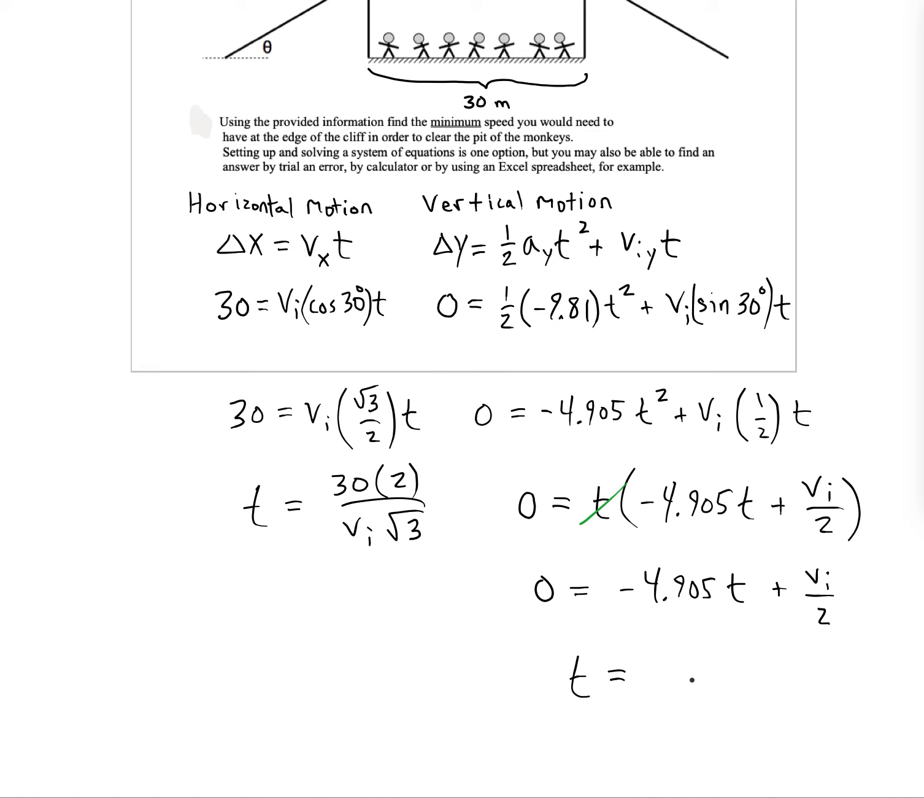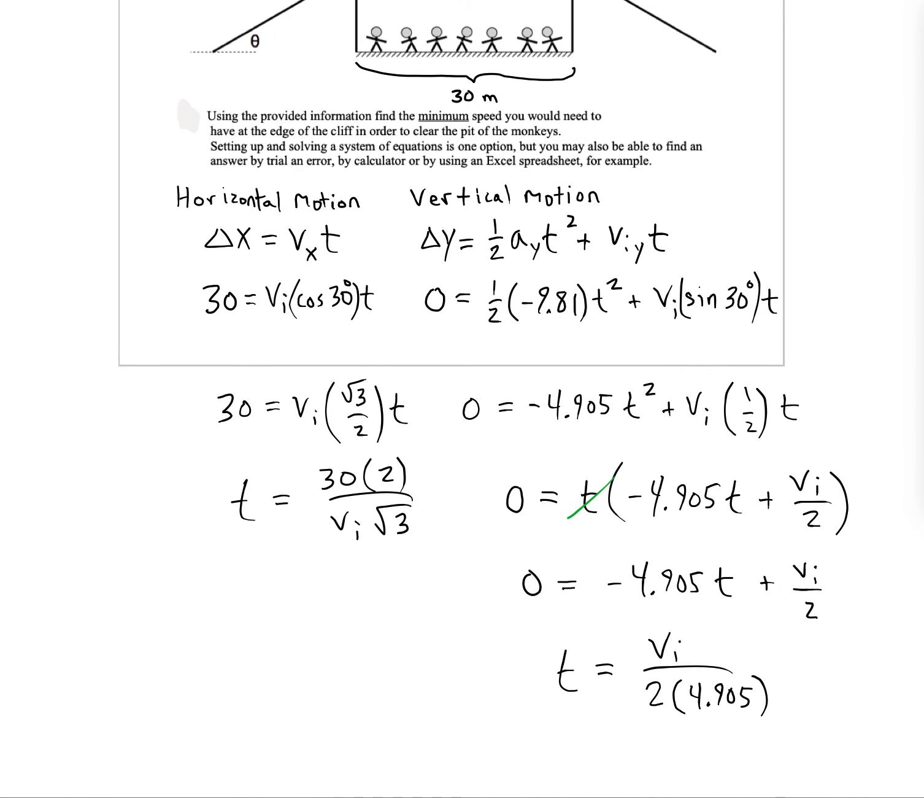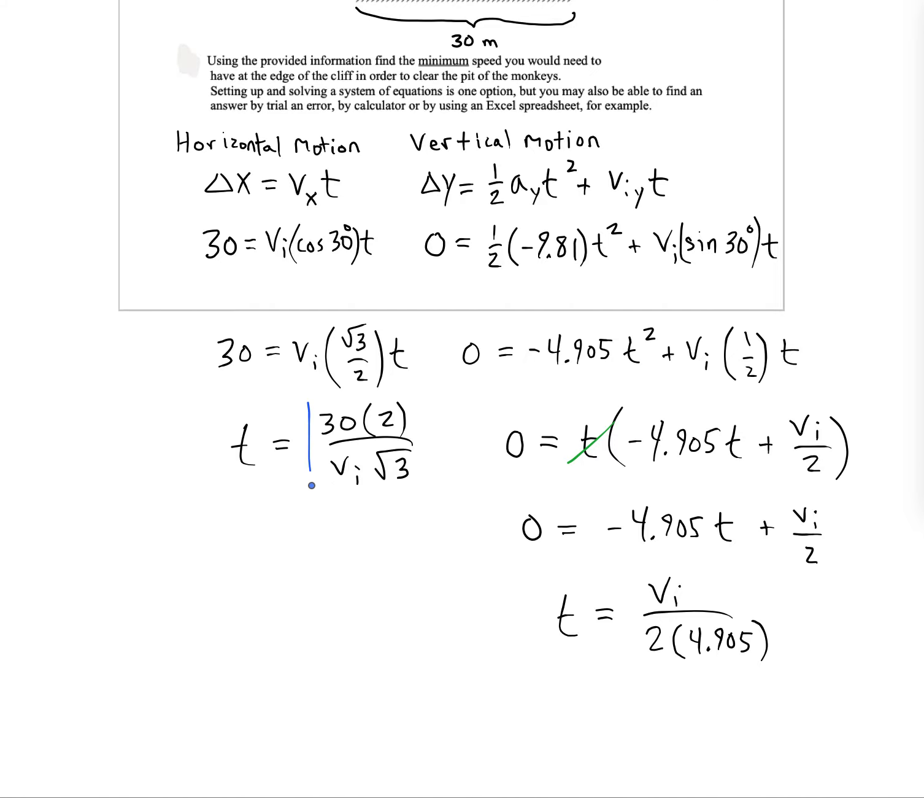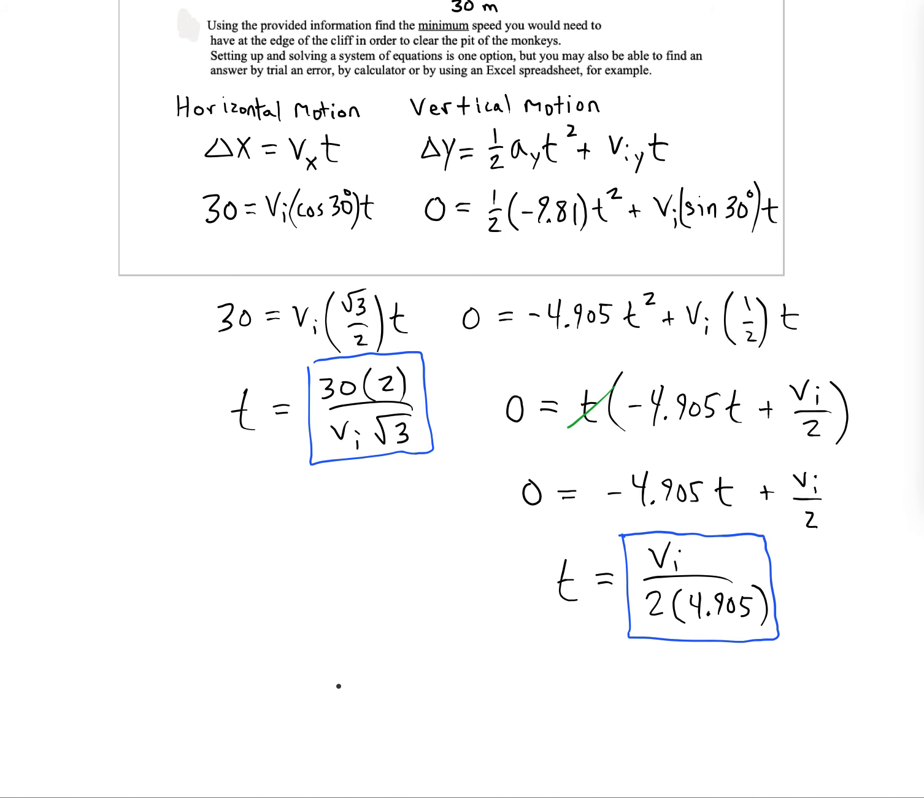Looks like you would have t equals Vi over 2 times 4.905, I believe. So now, since I got t alone for both, I can take my results and set them equal to each other. So 30 times 2 over Vi radical 3 equals Vi over 2 times 4.905, yeah.